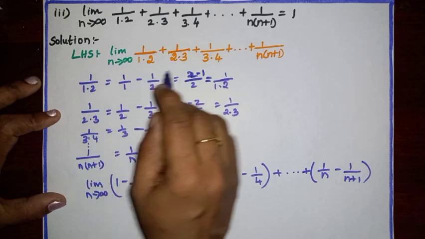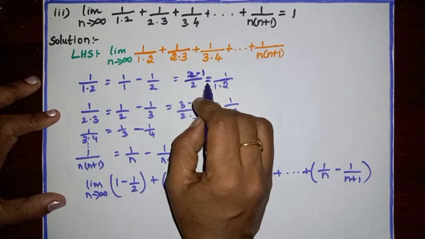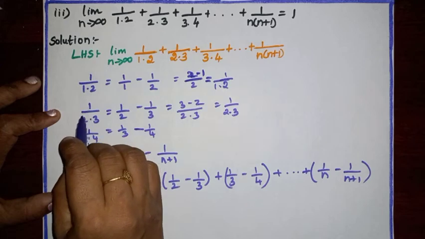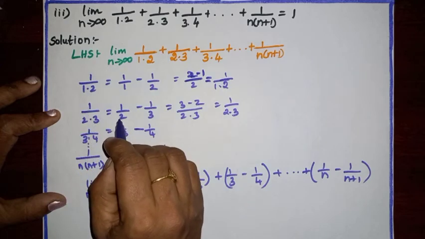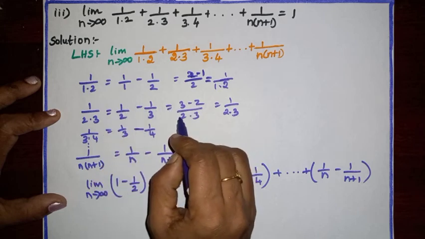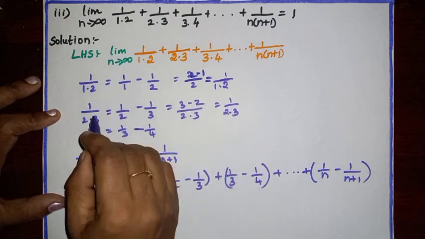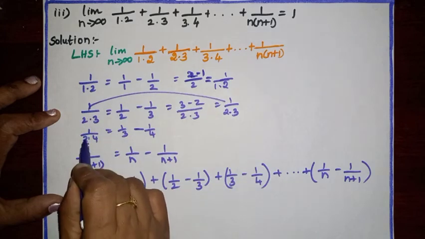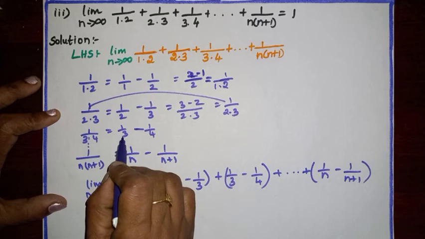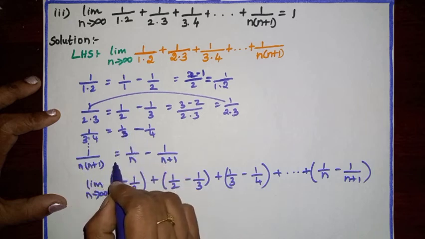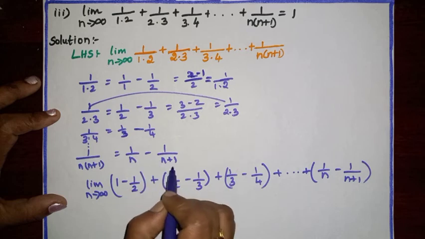When you are taking LCM, 2 minus 1 by 2, which is equal to 1 by 1 into 2. Similarly, 1 by 2 into 3 can be written as 1 by 2 minus 1 by 3. When you are taking LCM, 3 minus 2 by 2 into 3, which is equal to 1 by 2 into 3. Similarly, we will get 1 by 3 into 4 as 1 by 3 minus 1 by 4, and 1 by n into n plus 1 as 1 by n minus 1 by n plus 1.